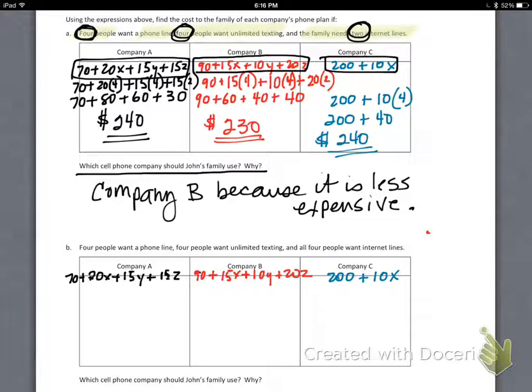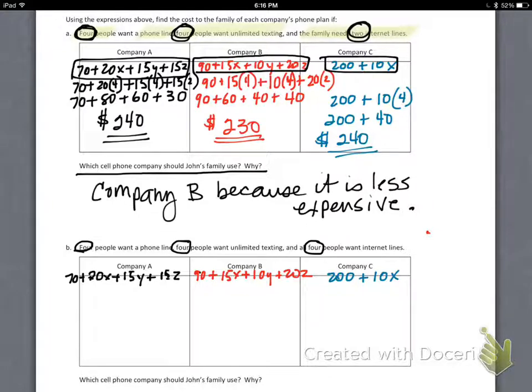Okay, so scenario B. In scenario B, 4 people want a phone line, 4 people want unlimited texting, and all 4 people want internet lines, which seems a bit silly, but for our purposes here, we'll go ahead and forego the silliness, or look past the silliness, I should say.